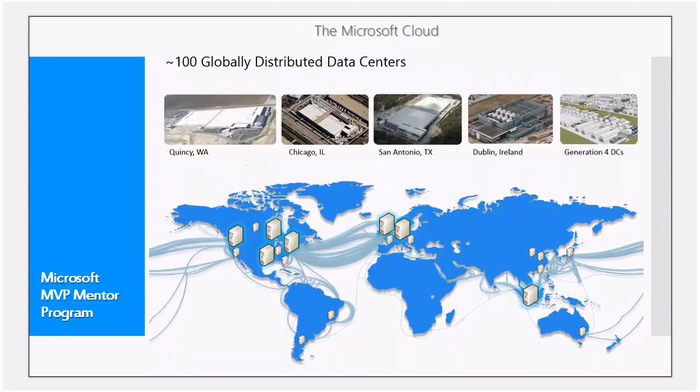So the Microsoft Cloud is a group of over 100 globally distributed data centers. There's one in Quincy, another one in Chicago, in Texas, in Dublin, and some of them are Generation 4 DCs, which are the container ones. And here, as you can see, Microsoft is committed to building one here in Australia. The closest one we have in the Asia Pacific region is in Singapore, down here. Okay? So moving on.